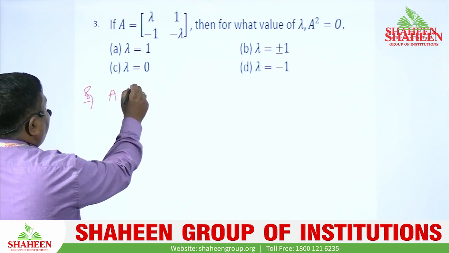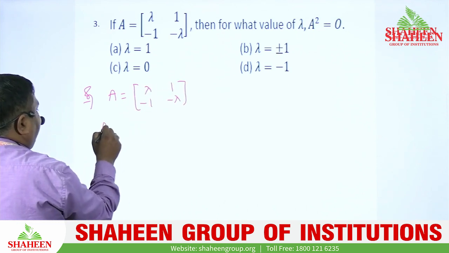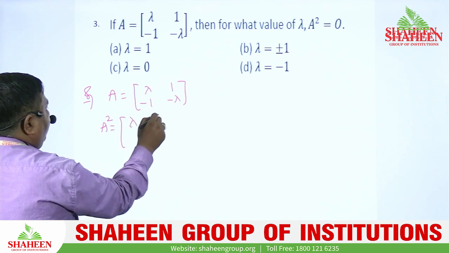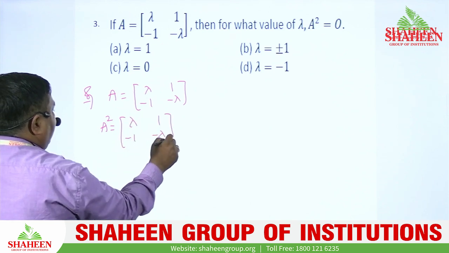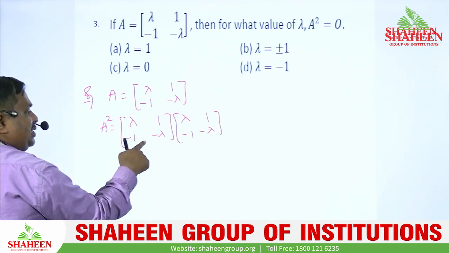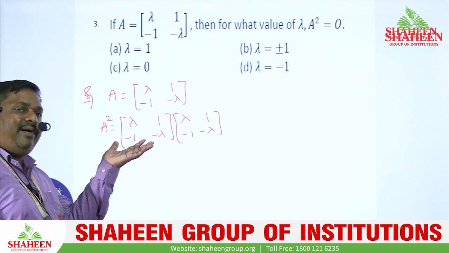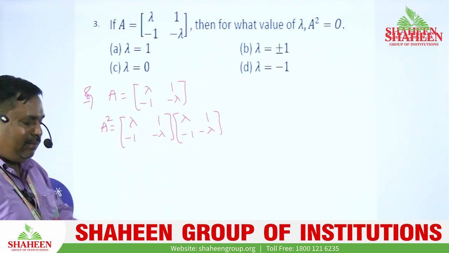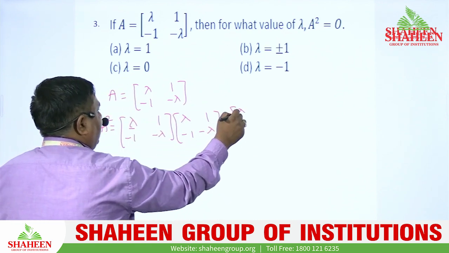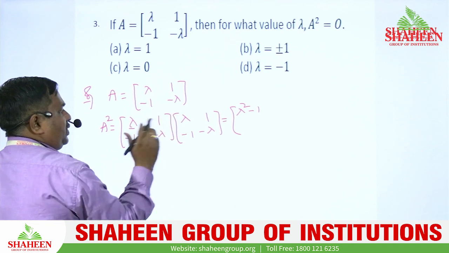Let us given here A is equal to lambda 1 minus 1 minus lambda, and we are finding the A square matrix. A square is A into A: lambda 1 minus 1 minus lambda into lambda 1 minus 1 minus lambda. And you know the multiplication of matrices, we are multiplying the row of the first matrix with the column of the second matrix. Let us multiply them. Lambda into lambda is lambda square, and 1 into minus 1 is minus 1. This is first row, first column.